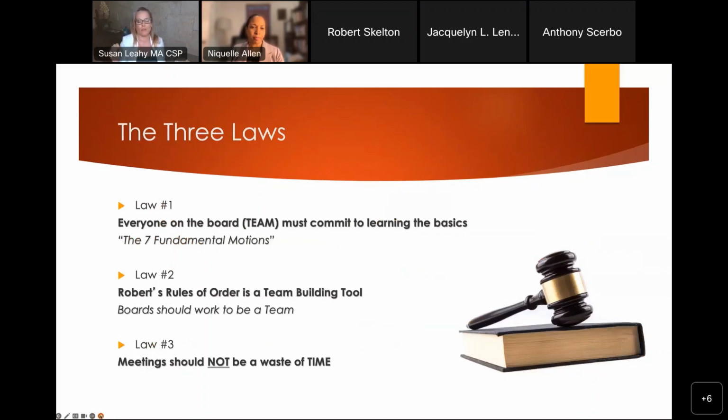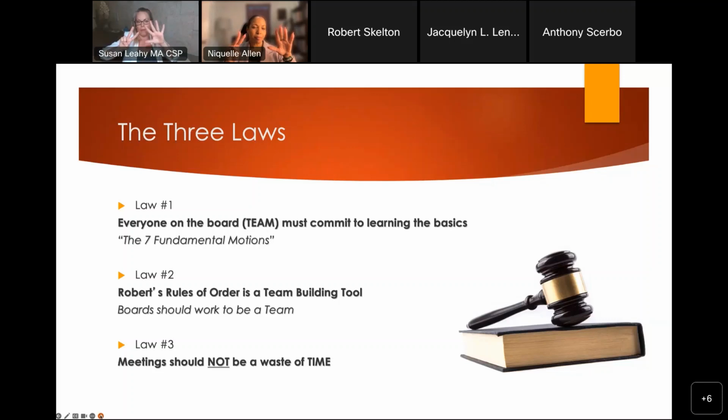Before I get into Robert's Rules of Order, I want to talk about Susan's 3 laws, right? So first of all, I want you to understand that law number 1 is that everybody on your board must commit to learn the basics. So here we go. Give me 7 fingers wherever you are. This is the roadmap, just so that you can feel it. It's that simple. My job is Robert's Rules made simple. I want to make it simple.